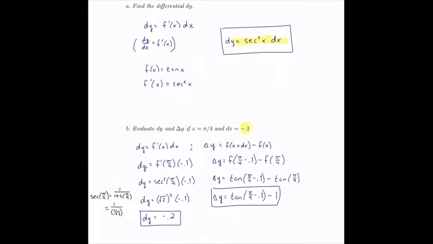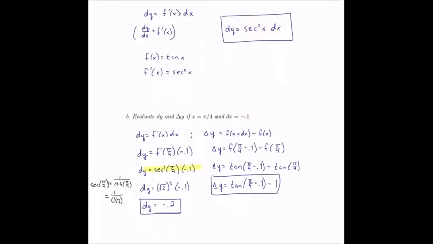dx is negative 0.1 in that formula, and f prime of pi over 4 is going to be secant squared of pi over 4. So that's what we have going on right here. Secant squared of pi over 4 times negative 0.1. Well, it turns out secant squared of pi over 4 is 1 over cosine squared of pi over 4, if that helps. But it just turns out secant of pi over 4 is root 2. We're squaring secant's output, so we're squaring root 2 times negative 0.1. So dy is negative 0.2.